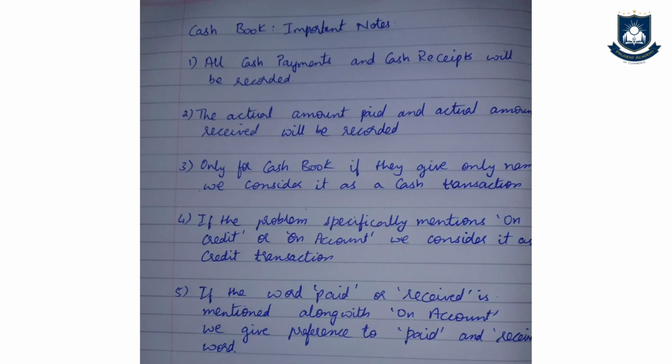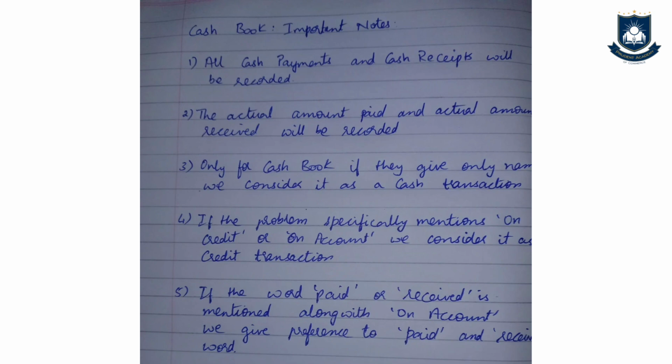Then we should always consider that in journal chapter we see that if no name is mentioned then we treat it as cash transaction, but if name is mentioned we treat it as credit transaction. But only for cash book, that is only for a single column cash book, and the same rule applies even for the double column cash book, if they give name, we should treat it as cash transaction only. This is only for cash book. Please bear this in mind. Don't mix this concept with your journal entry chapter.